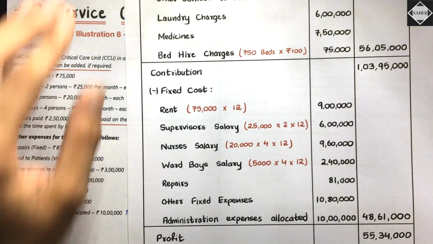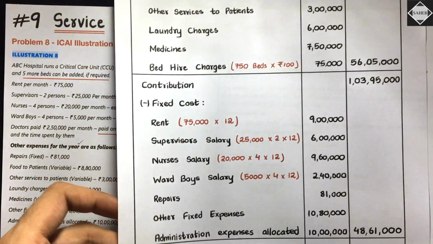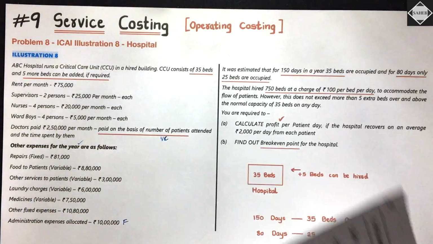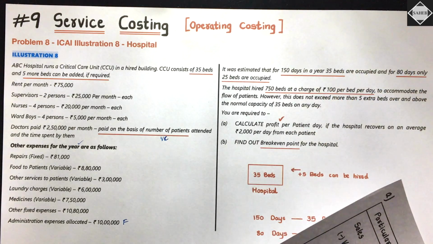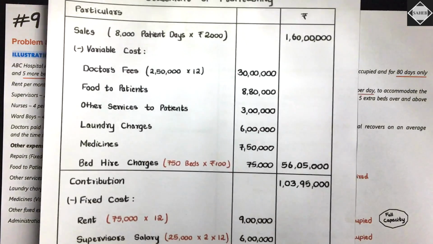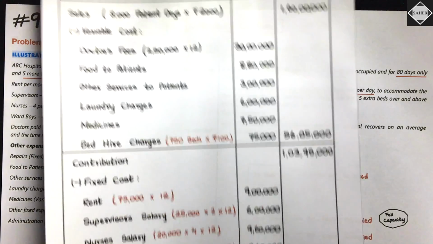55,34,000. Is it clear? Simple and straightforward. Now what you're going to do, is the question over? No. They have asked profit per patient day, profit per unit. What is our unit? Patient day or bed day. Yes, and that's 8,000. We all know that is 8,000.